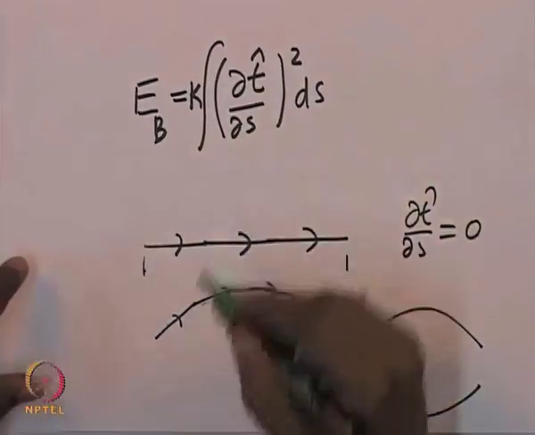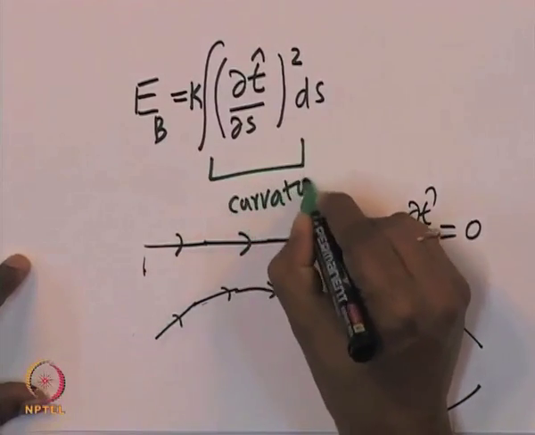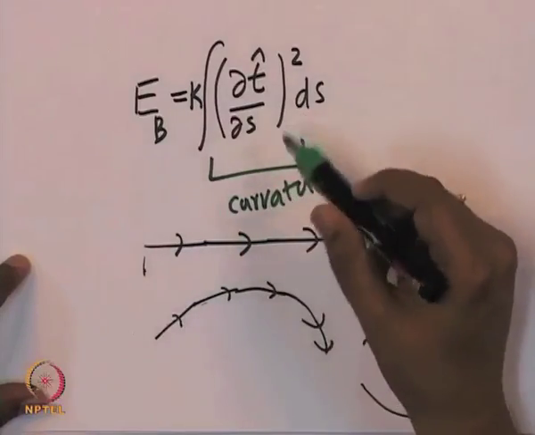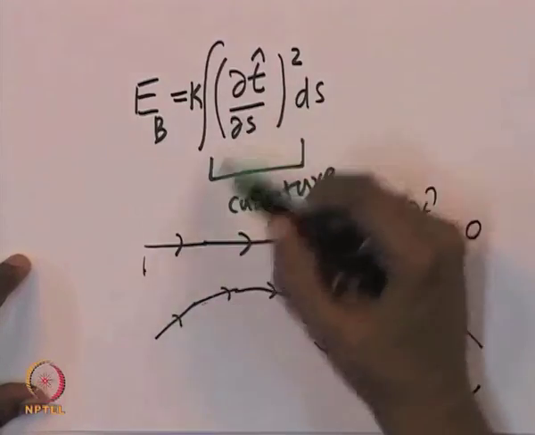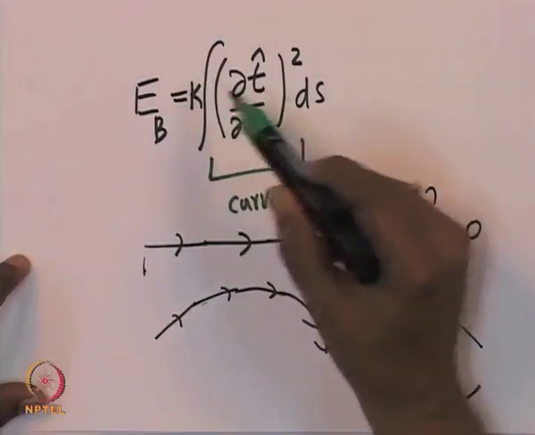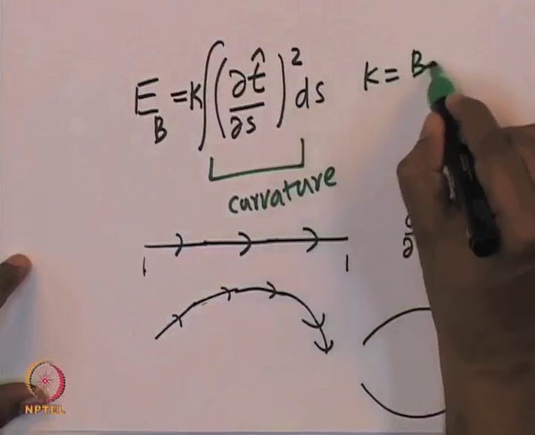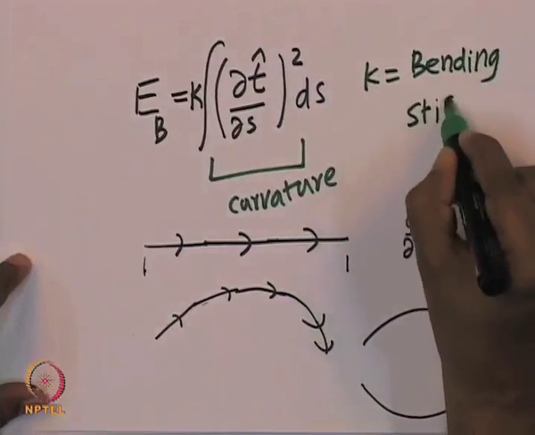We discussed something about curvature earlier in calculus. So, this is curvature, and when we discussed, we said something about bending energy. So, this is a curvature energy: sum over curvature squared and multiply with a constant, and this kappa is called bending stiffness.